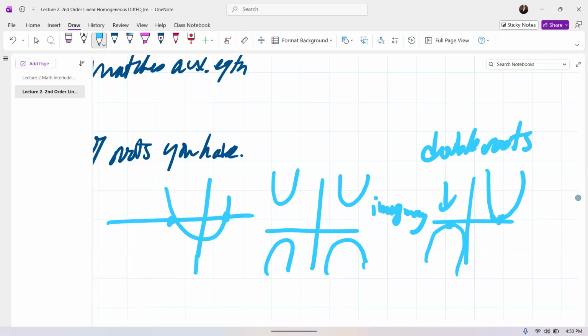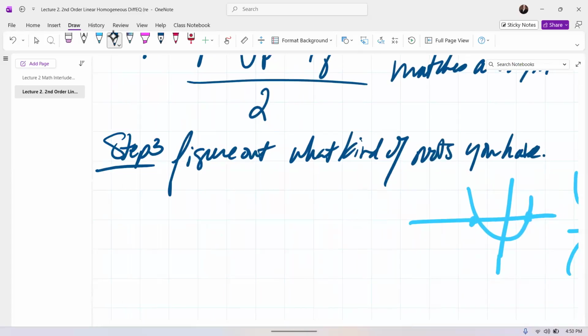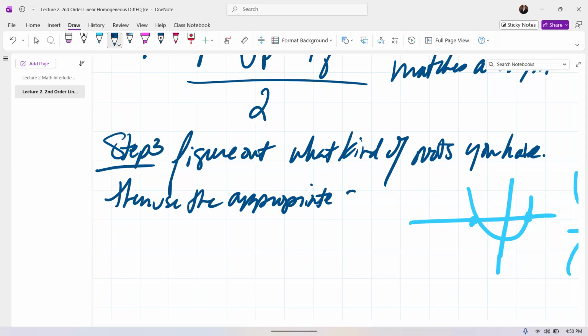Is another possibility for the solution of a parabola. And so what we need to do then is figure out what kind of roots we have, then use the appropriate solution form. Some smart math people have already figured out what the equation should look like, and all you need to do is substitute your values into that equation for the solution. So that's what we will do.